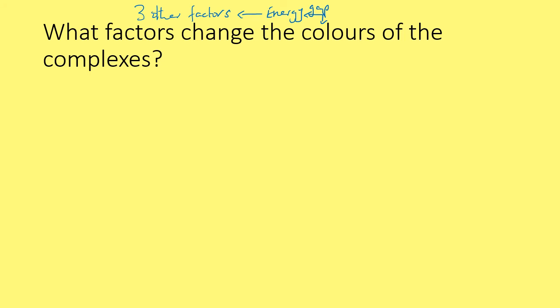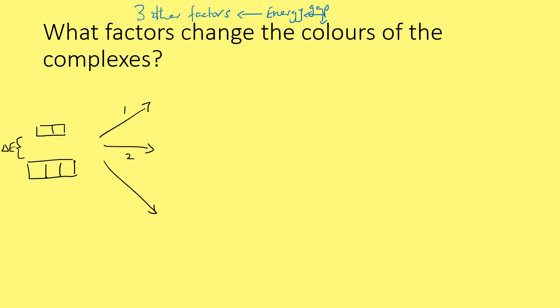Okay, so let's draw a little energy gap. So here, and let's call our energy gap delta E. So that's the energy gap that we're talking about, and there are three factors. There's number 1, that's going to be number 2, and this is going to be number 3. There are three factors that affect it. I've mentioned them already. One of them was oxidation state.